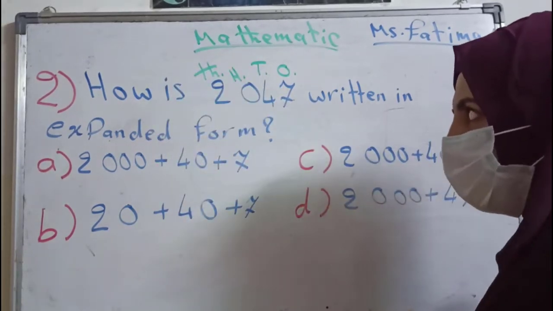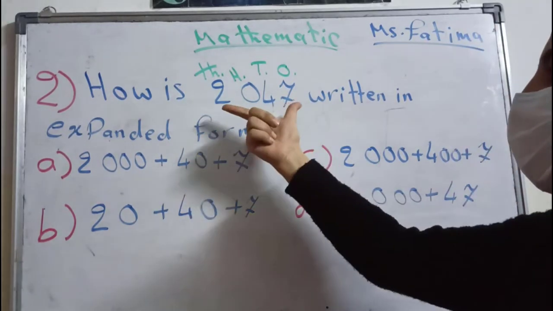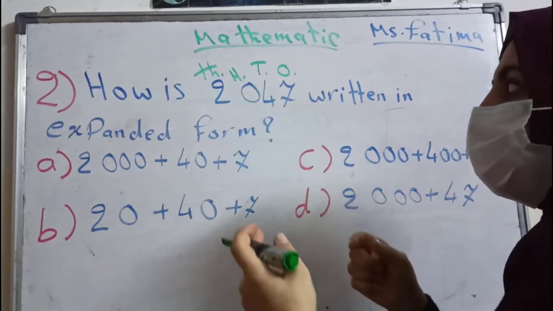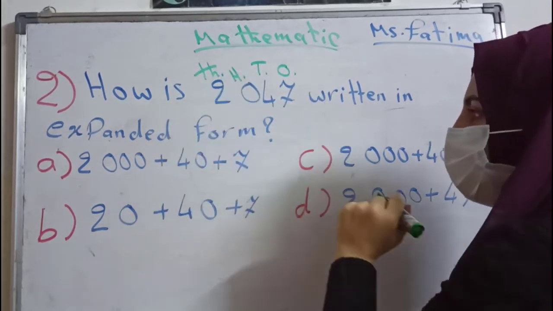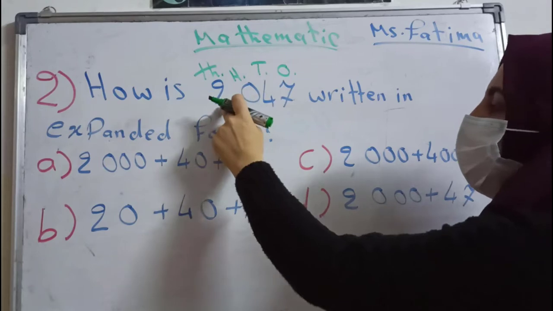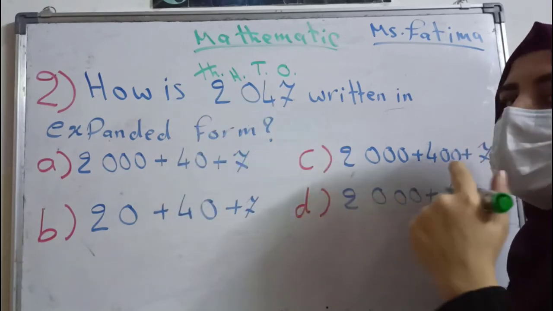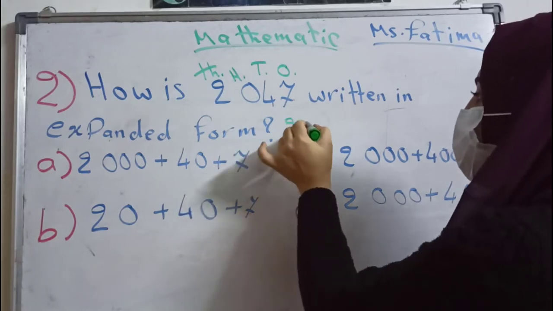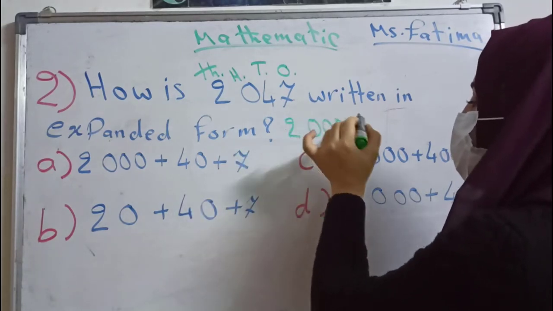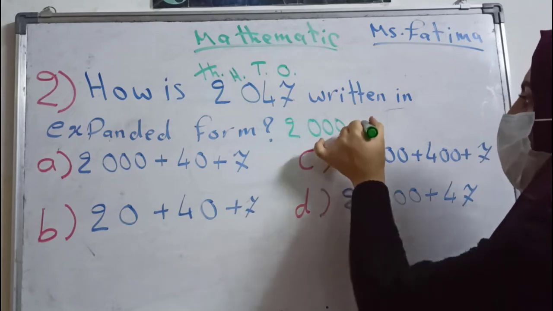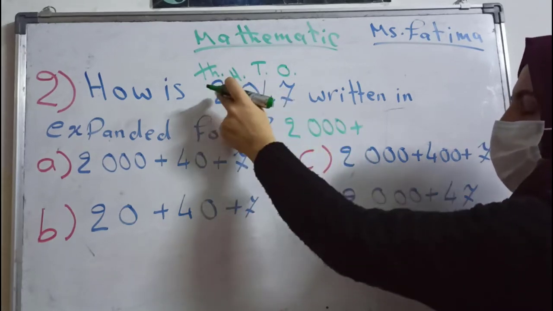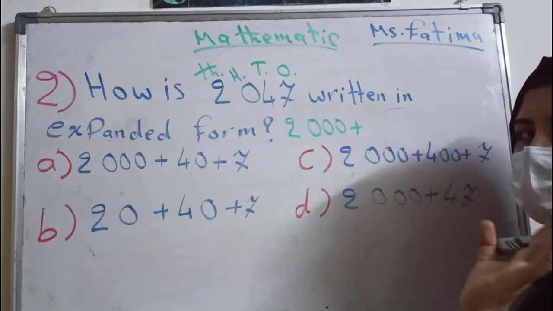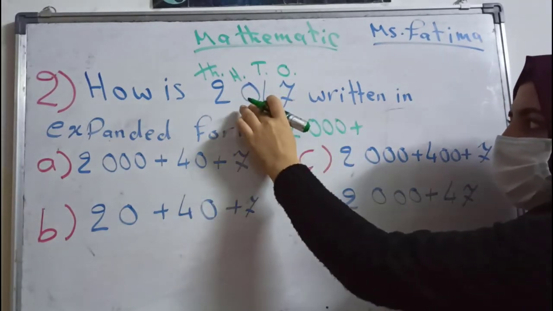We have those numbers. When we write this number in expanded form, we start with the biggest digit. Here we have thousands. We have 2 in thousands, so we write 2 with 3 zeros added. After that we write plus. After the thousands we come to the hundreds. We have 0 in hundreds, so we don't write it because it's 0.